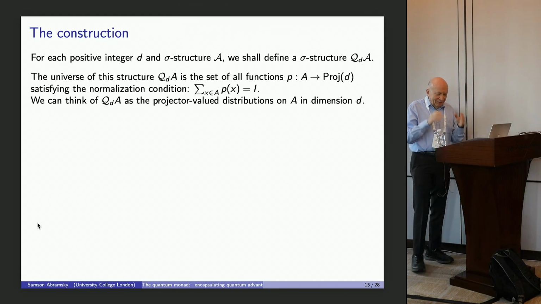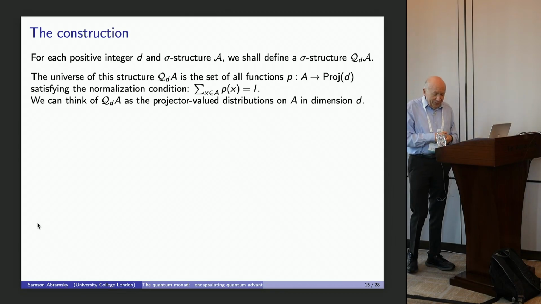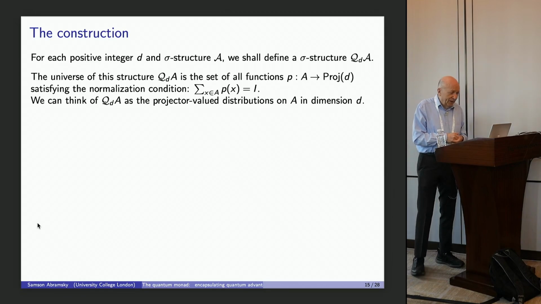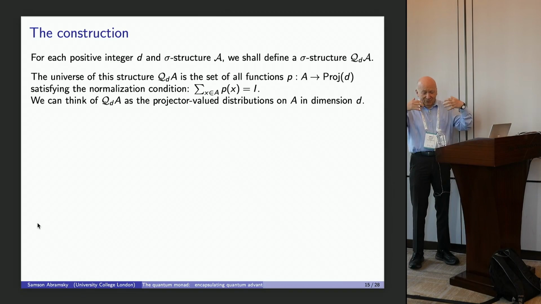So we're given an ordinary relational structure A. We can think of it as a graph. And we're going to build this new structure, modifying the type, to make this QD of A. So D is fixing the dimension of the Hilbert space that we're working over. And remember, we had a set of vertices and an edge relation, if you like. We're going to have a new universe of the structure and a new relation.